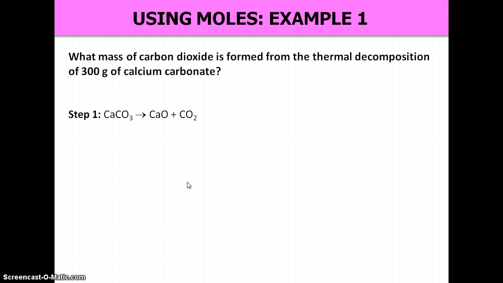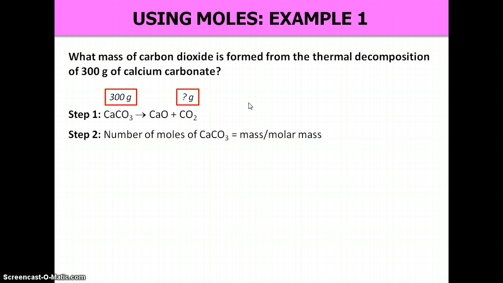Right, let's write what we've actually got and what we want to find out. We know we've got 300 grams of calcium carbonate, and we want to find out the mass of carbon dioxide. The equation does not tell us that 1 gram of calcium carbonate gives us 1 gram of calcium oxide and 1 gram of carbon dioxide. It tells us 1 mole of calcium carbonate gives us 1 mole of calcium oxide and 1 mole of carbon dioxide. So we've got to be working in moles.